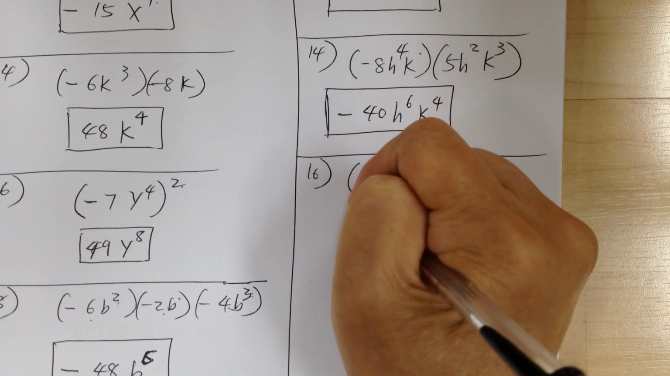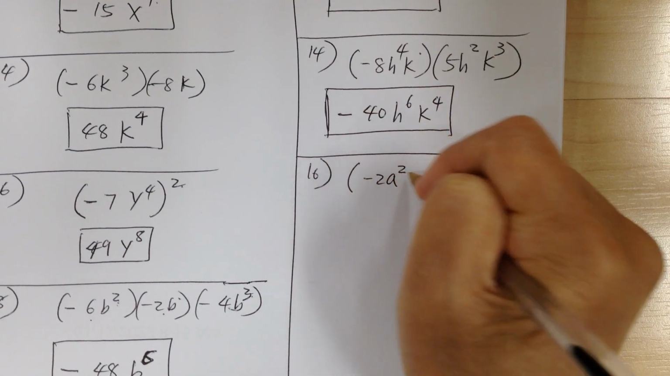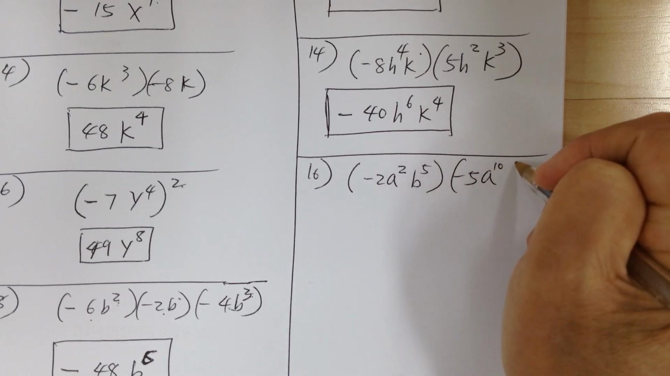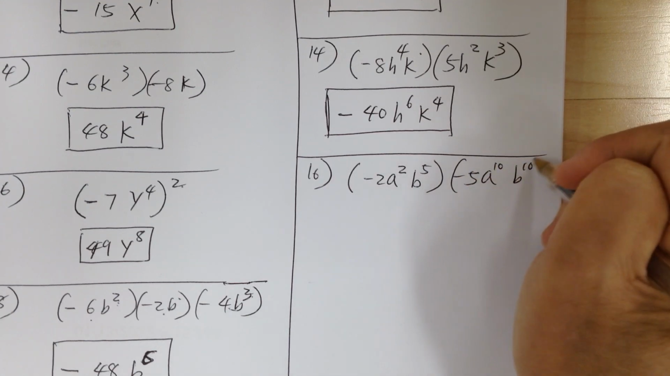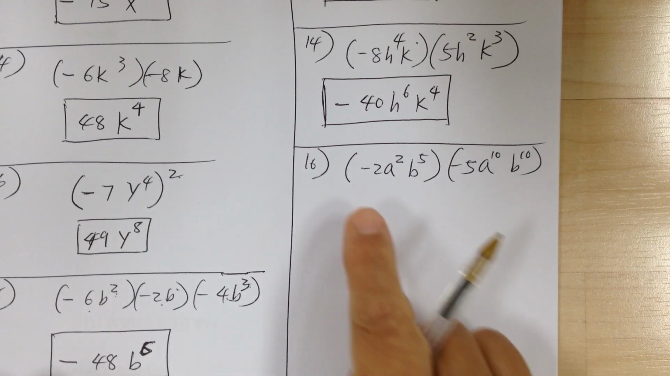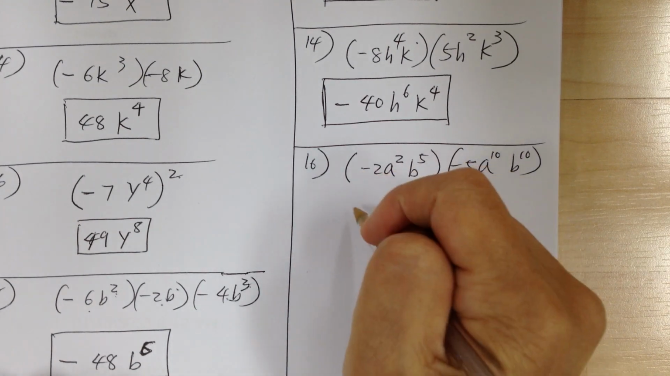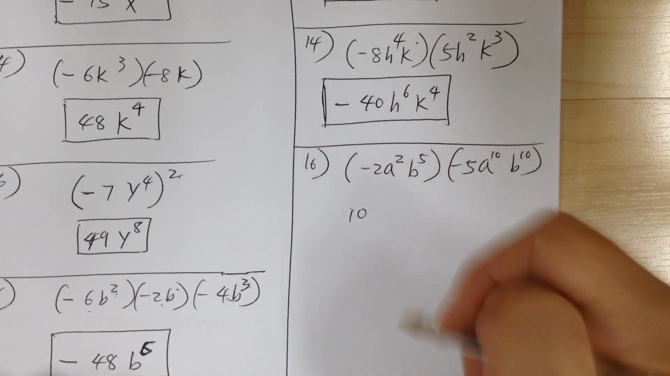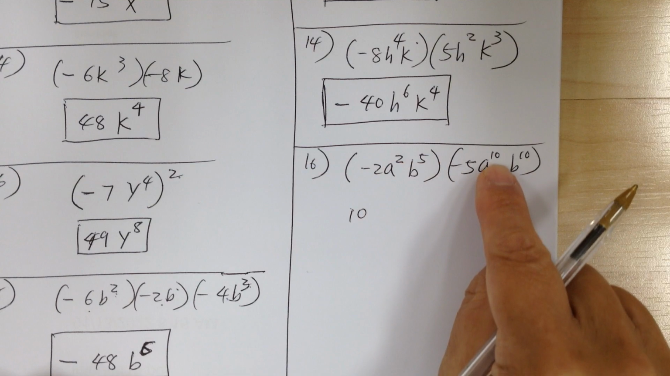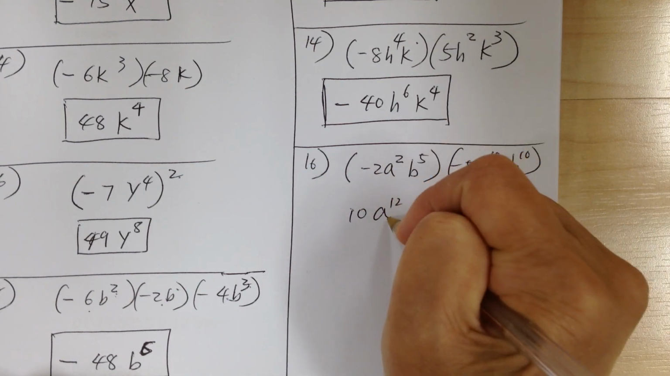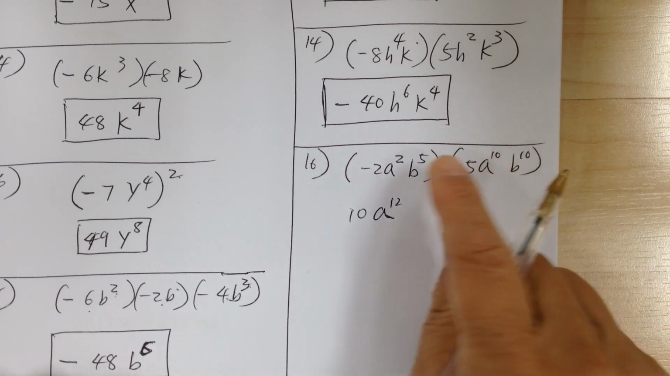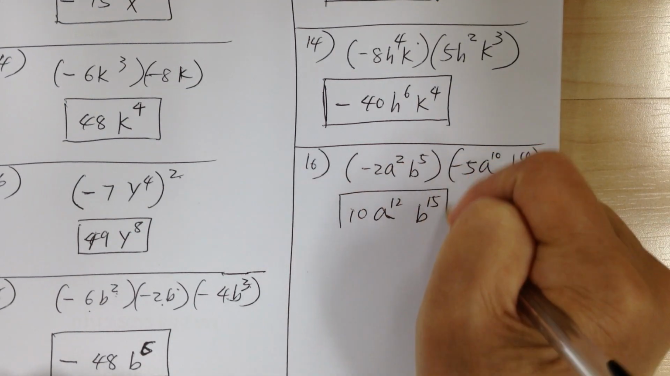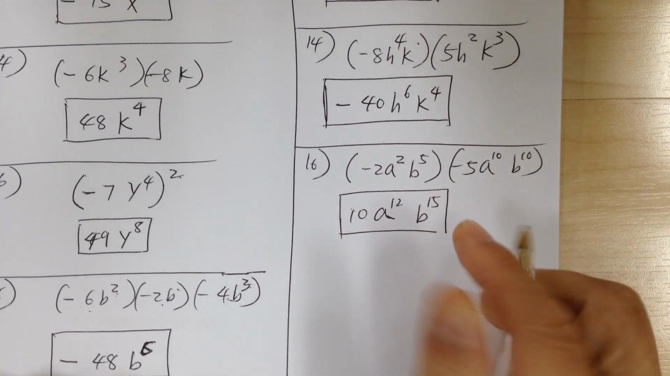Number 16, you have negative 2a squared b to the 5, negative 5a to the 10, b to the 10. Again, sign, so negative times negative is positive, so you don't have to write anything. Then you go do the number. 2 times 5 is 10. Then go down the alphabet. A to the 2, A to the 10, so it'd be A to the 12. Then you go to do the B, so B to the 5, B to the 10 would be B to the 15. So again, sign, number, and alphabet.